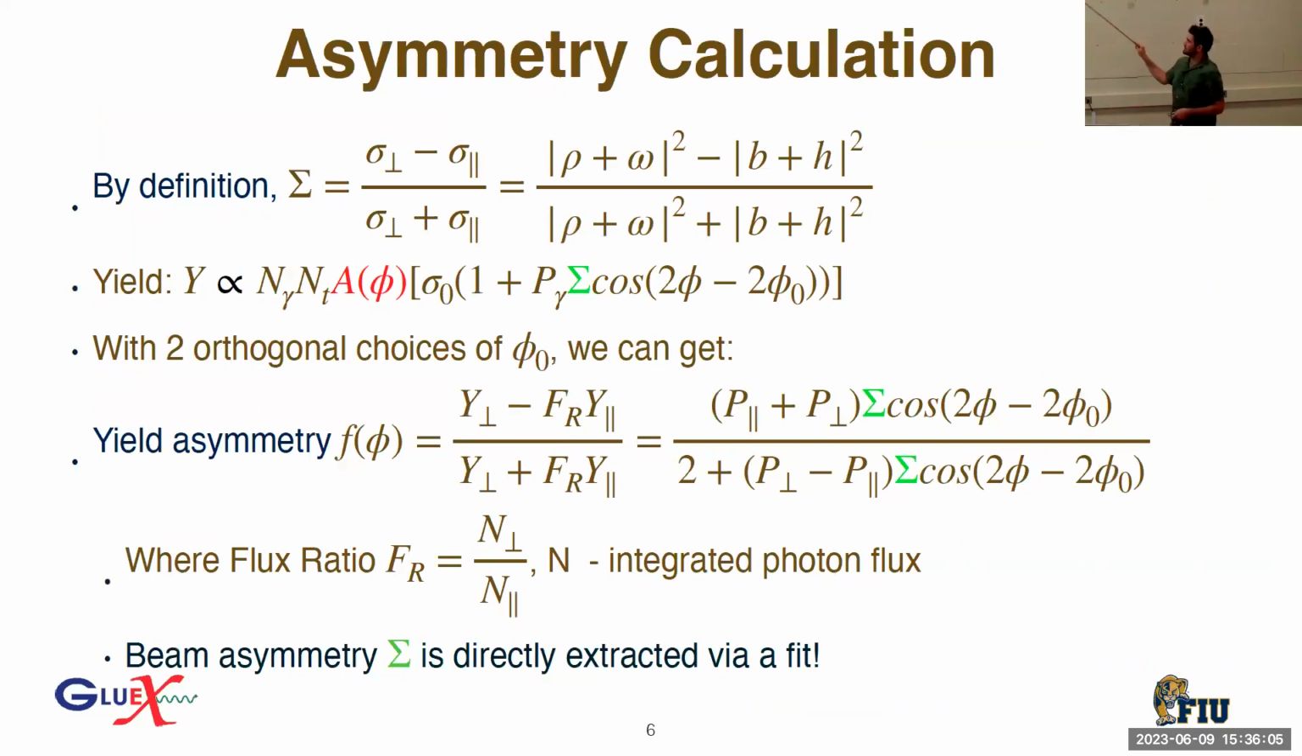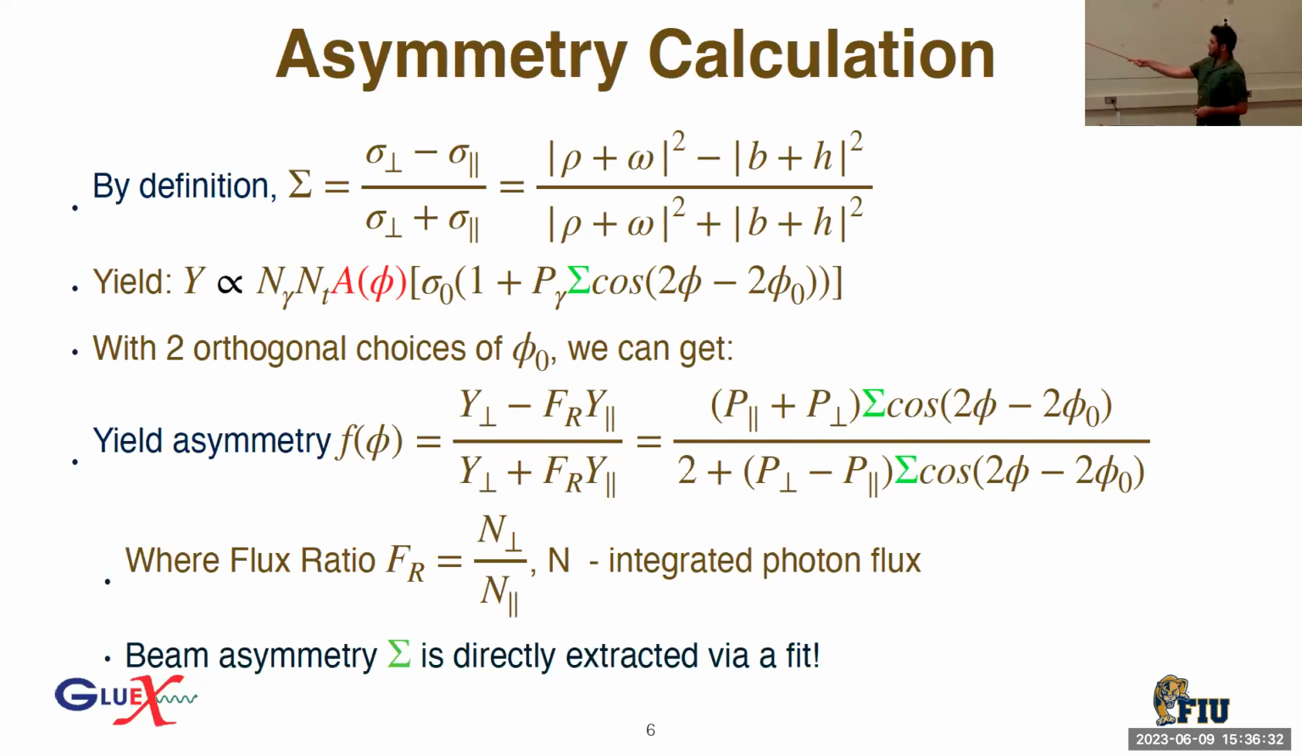So in order to calculate asymmetry, we have to go through a mathematical process. Definitively, it's a ratio of the cross sections, but since we're choosing different polarization orientations, we're able to take a pair that are orthogonal to each other and cancel out a lot of these variables that do vary over the course of a run period, such as acceptance.